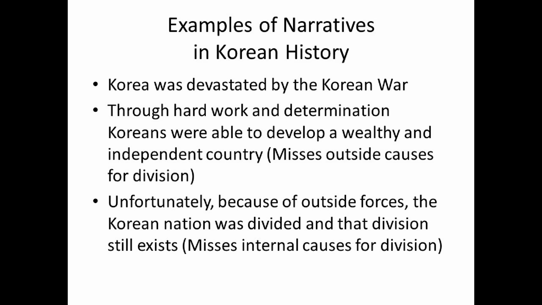And that makes the opposite mistake, right? The first one tends to overemphasize Korean causes, right? We Koreans worked hard and through our determination made our country wealthy. The other one, this one that focuses on division, focuses on outside people. If it weren't for those Americans, if it wasn't for the Soviet Union, Korea would not still be divided. And this misses the internal causes for division, that Koreans really were divided over whether Korea should try and look more like the United States or whether it should look more like the Soviet Union.